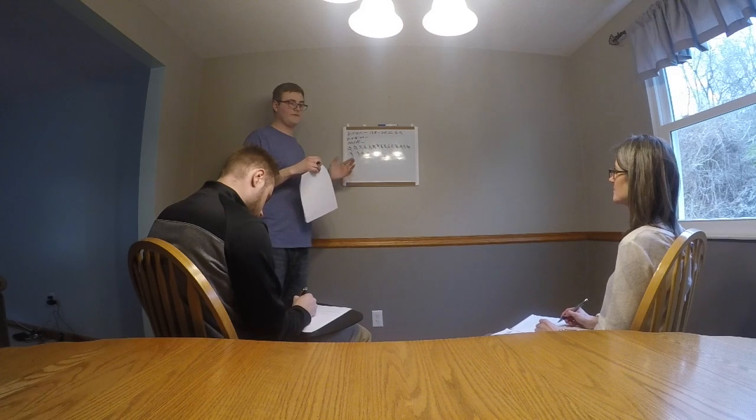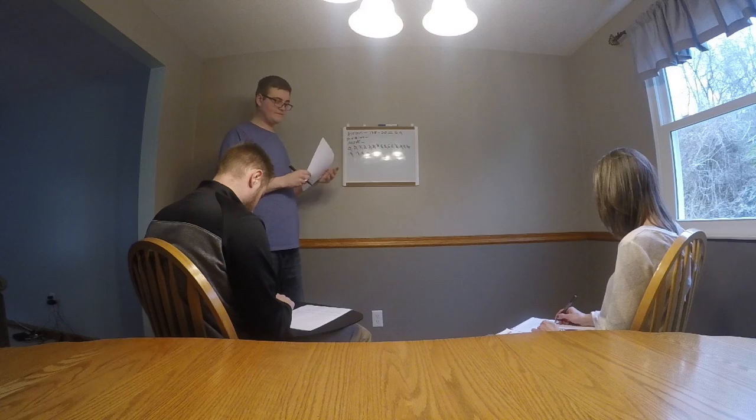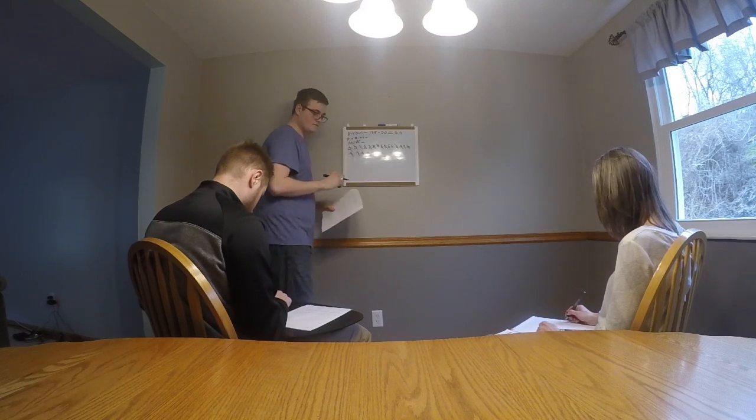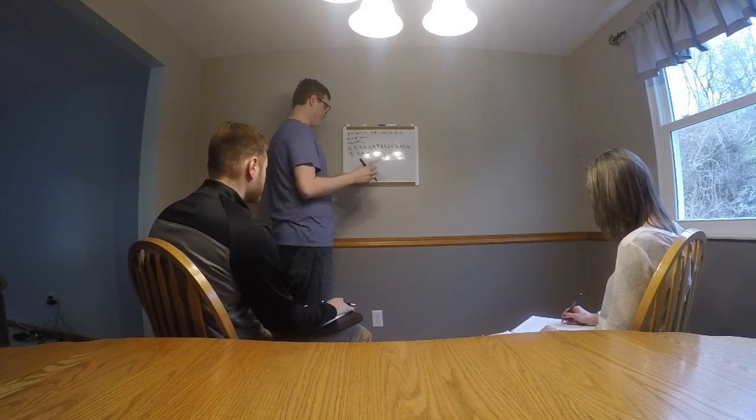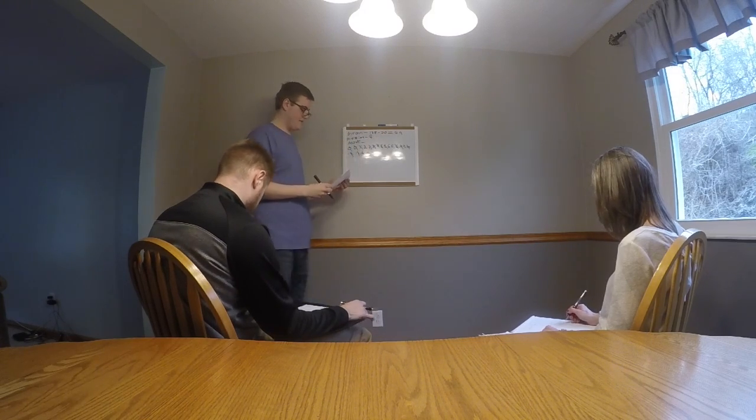That means we have to add them together and then divide it by 2. So that's 12 divided by 2. That would be 6. 6 is the median. That's the middle.